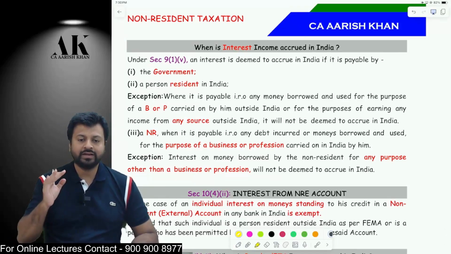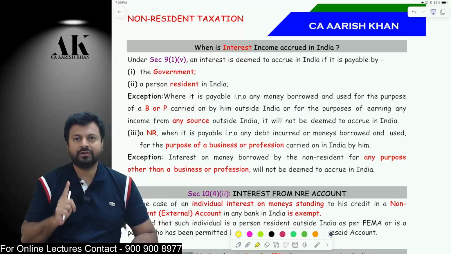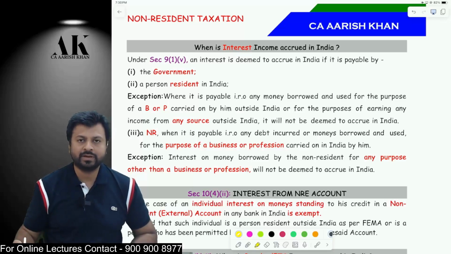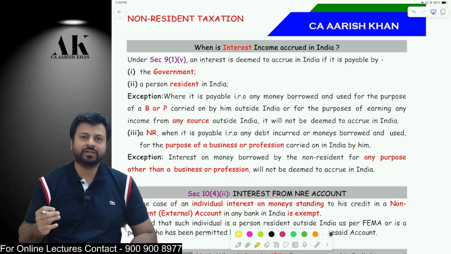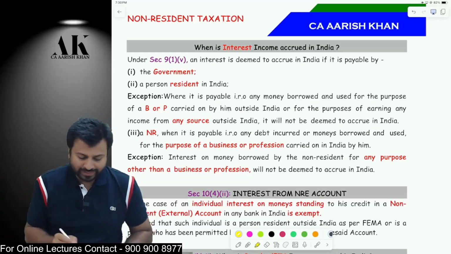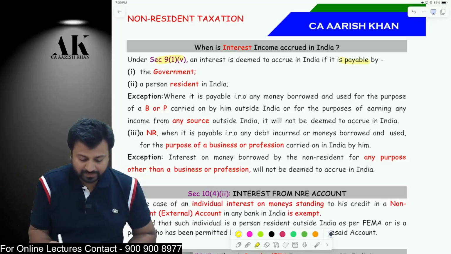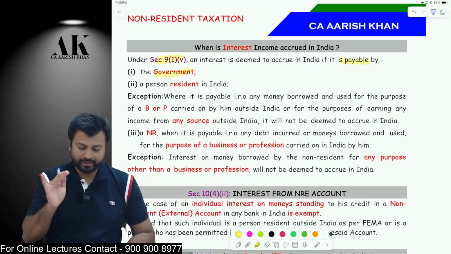That is when interest income will be accrued in India. First of all, we'll try to understand when the interest income will be accrued in India, and then we'll try to revise the discussion of what is the tax rate of interest income, etc. Okay. So when is interest income accrued in India? First of all, if it is payable by government, then it is always accrued in India.